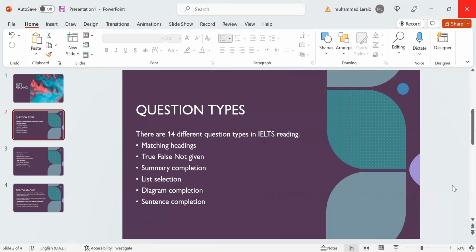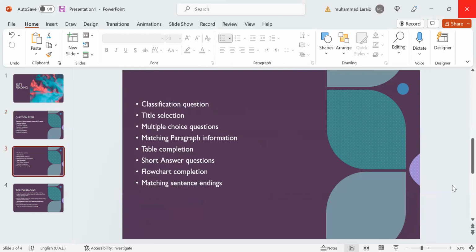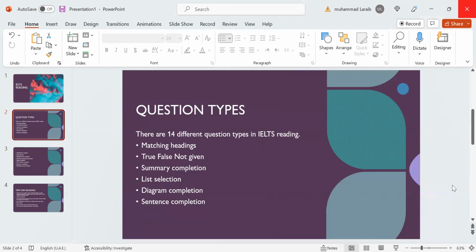I have already given you some tips about sentence completion and summary completion. There, they might also ask you about some scientist's name and what they have said. So use the same tip: underline the scientist's name, and then go to the passage.